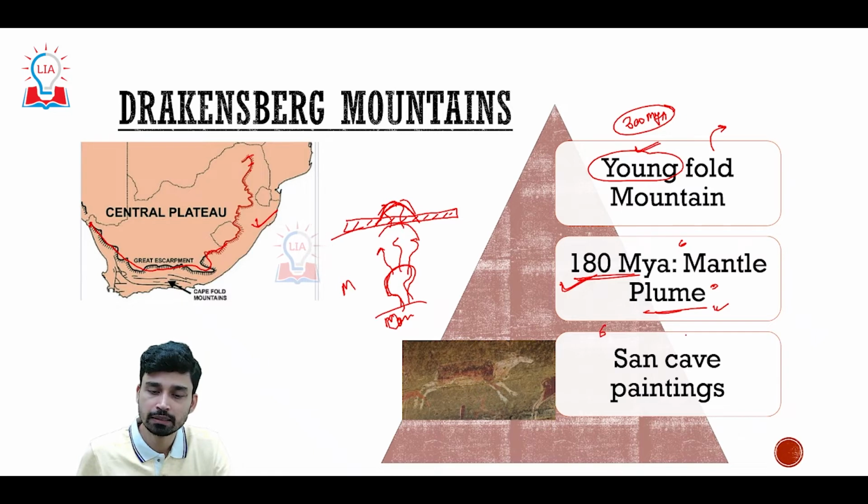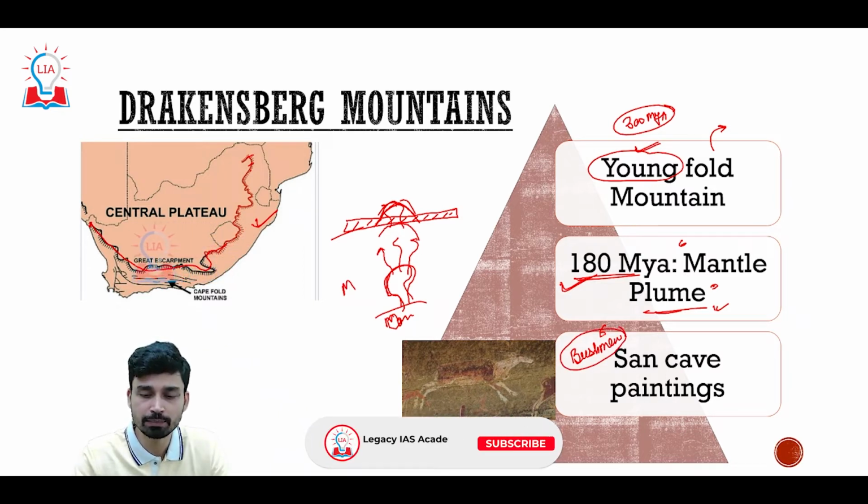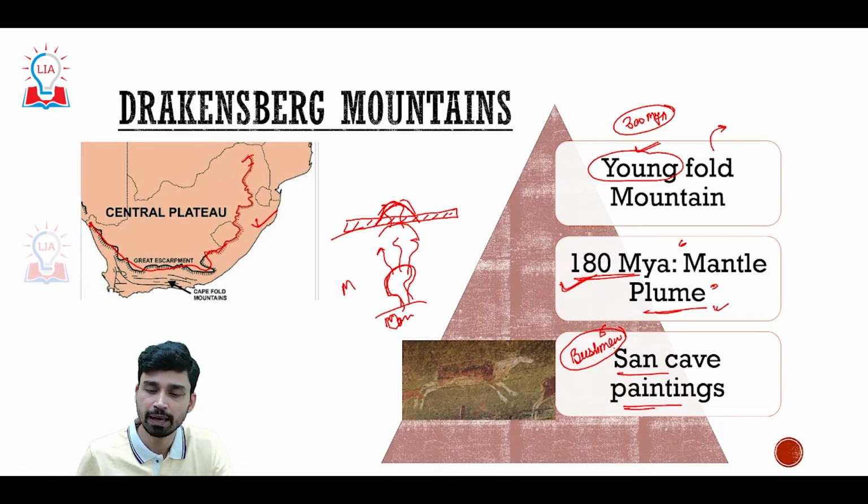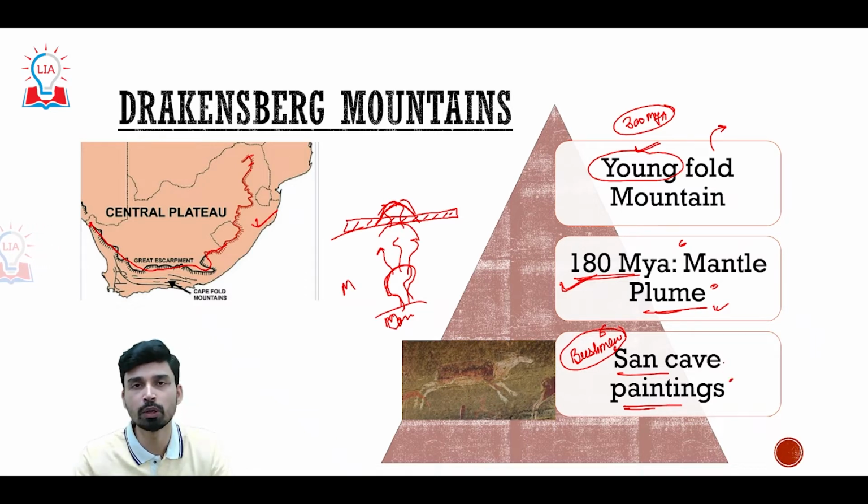Culturally, the DRAKENSBERG mountain region has been a habitat of an African tribe called the Bushmen. The Bushmen are believed to have painted in the caves of this mountain system, and these paintings are believed to be around 20 to 30,000 years old. The paintings have been termed San cave paintings.